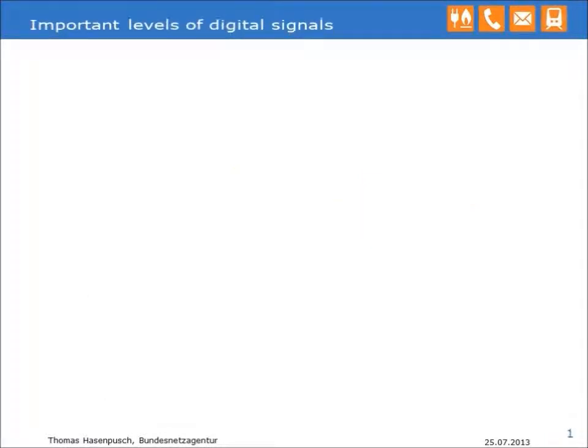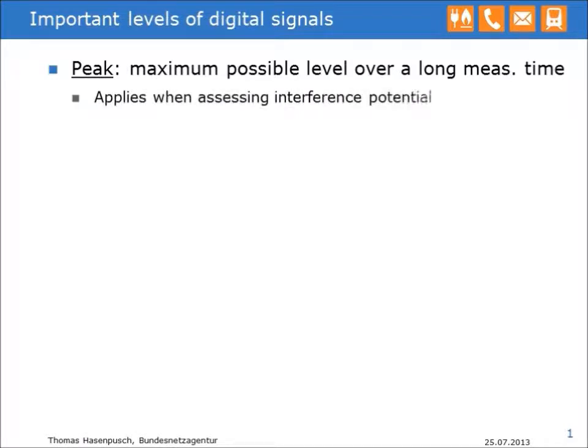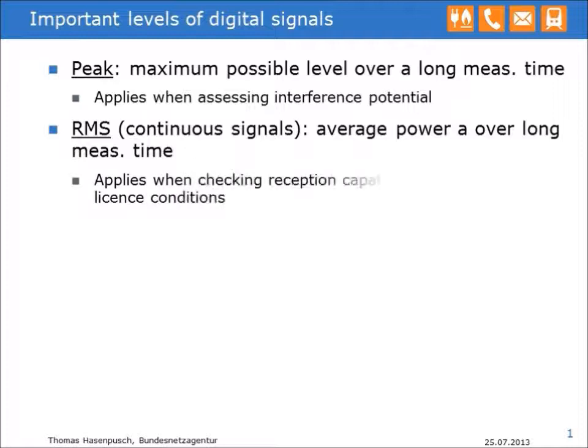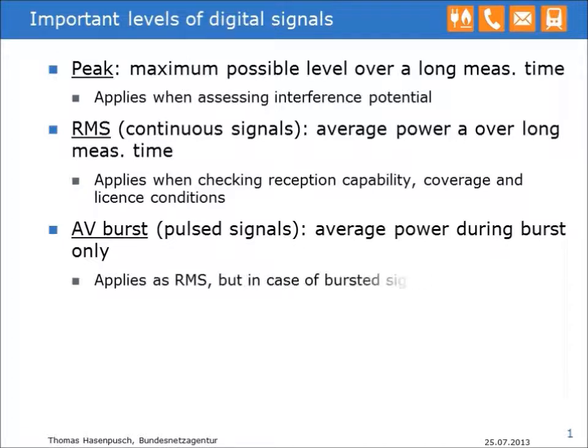Now, for the levels of digital signals, we have different levels that are important. The peak level is the maximum possible level over a long time, and that applies when we want to assess the interference potential of a signal. And the RMS value is valid in all other cases. It is the average power over a long time. And that applies nearly in all cases when we, as the monitoring service, want to measure a signal.